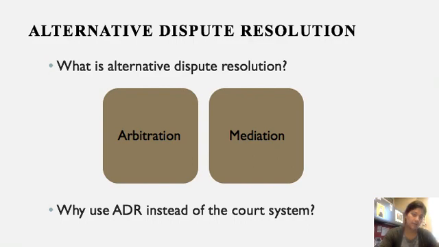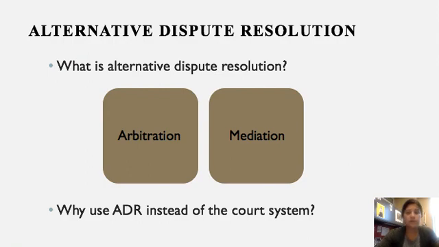Some pros and cons of using ADR over the traditional court system. Some pros: typically this is faster than moving through our legal system. As you'll see in a case study we're going to look at next Monday, our court system can take a very long time to decide a case, particularly if it involves appeals. We're talking years in some cases. So ADR can often be quicker, can often be resolved within a year's time. So that's certainly a pro.